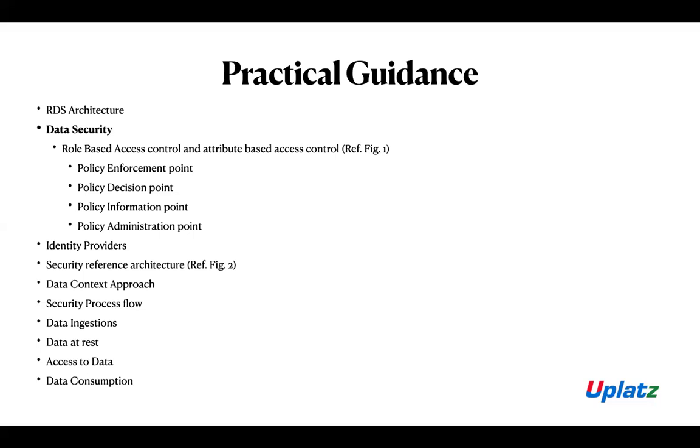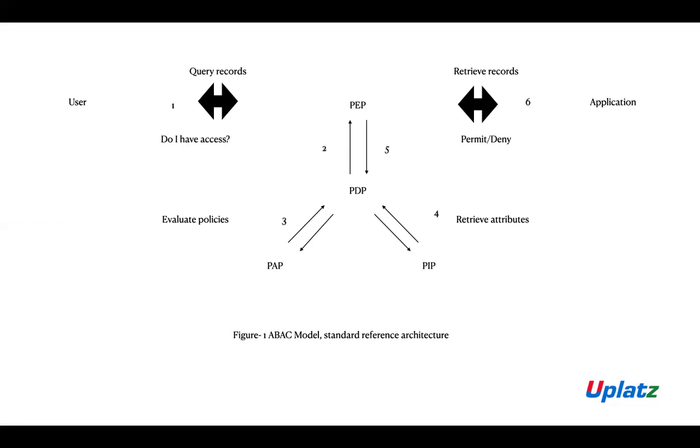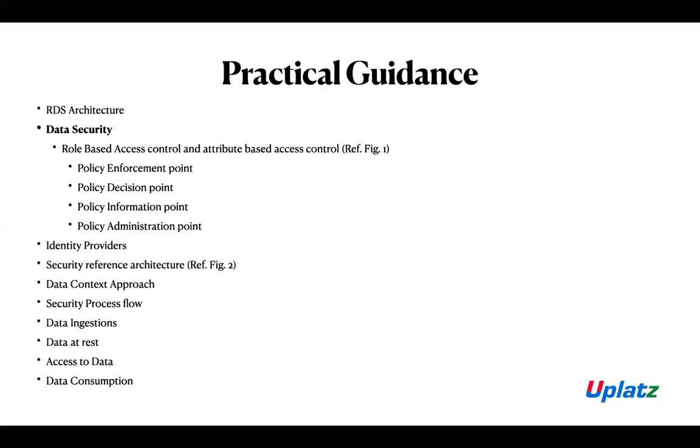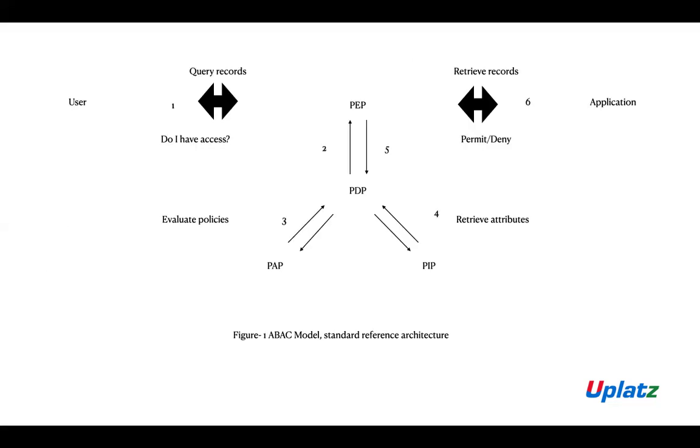So ABAC comes with a recommended architecture, which is shown in this figure, which has the following components. The first is PEP, which is Policy Enforcement Point. The PEP is responsible for protecting the data. It inspects the data request, which is a query, and generates an authorization request, which is sent to the policy decision point for validation and approval, which is PDP.